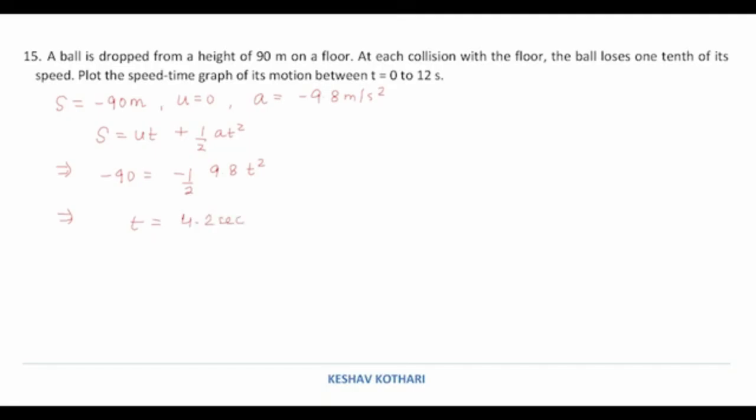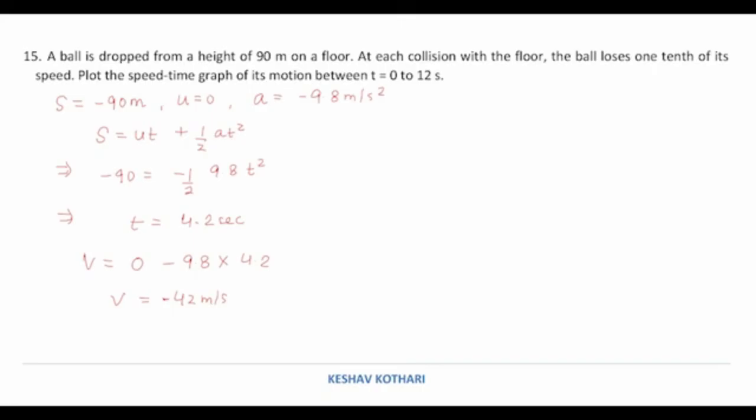So now we can say that at t equals 4.28 second, the ball is going to hit the ground, and it is going to hit the ground with a velocity v equals u minus 9.8 into time t, which is 4.28 second. So we get the velocity which is equal to approximately 42 meter per second with a negative sign. The negative sign is implying that the ball is moving in the downward direction.